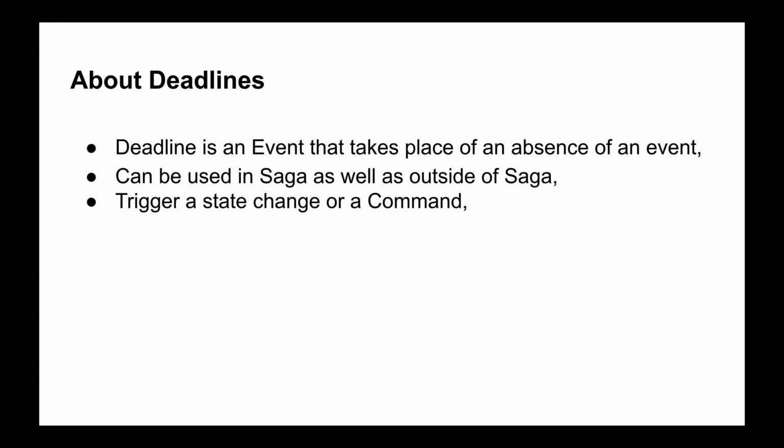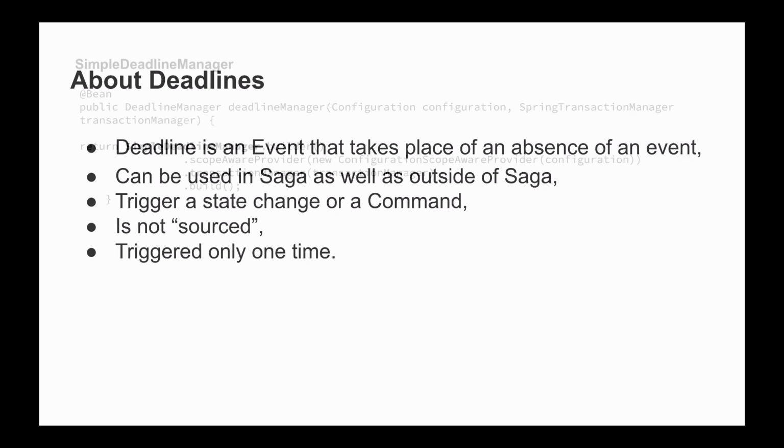When a deadline takes place, a deadline event is triggered, and you might want to use this event to change the state of a certain property in Saga, for example, or you might want to use this event to send a new command or send a compensating command to roll back previously done changes. If you schedule a deadline in the aggregate class and the deadline did take place, this deadline event will not be event sourced and it will not be persisted in the event store. And deadline events, they are triggered only one time. For it to be triggered again, you will need to schedule a new deadline.